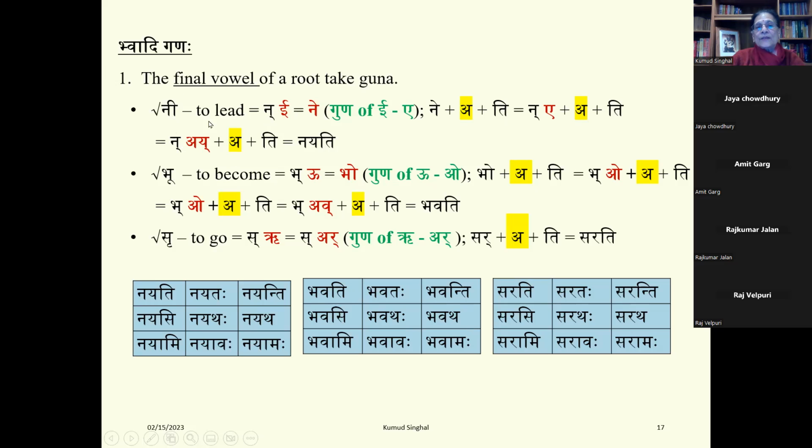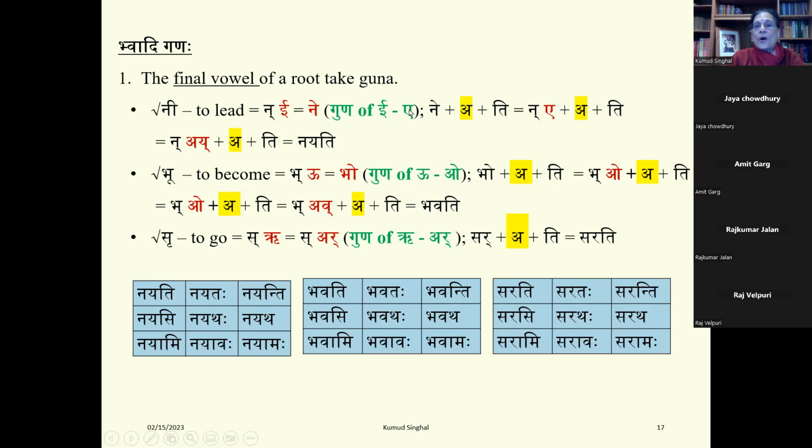Ni means to lead. So ni is na and i. The guna of i is e, right? You remember the guna sandhi. So this na and i becomes ne. If you take the guna of i, then it becomes ne.